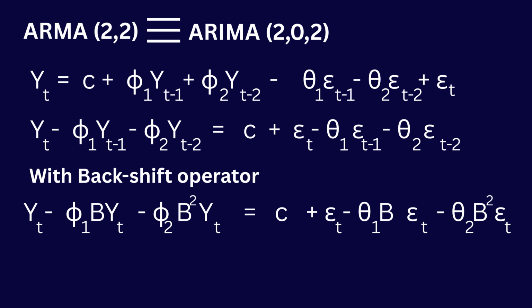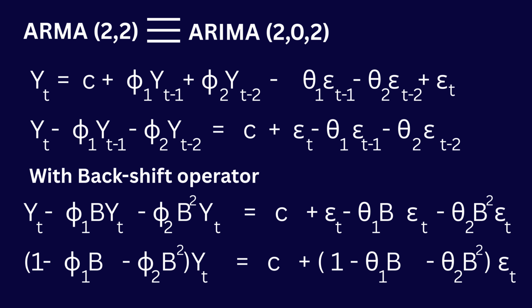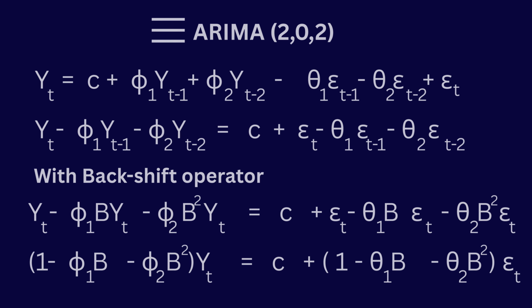And again we can write it as open bracket 1 minus phi 1 B minus phi 2 B squared close bracket yt equals C plus open bracket 1 minus theta 1 times B minus theta 2 times B squared close bracket epsilon t.